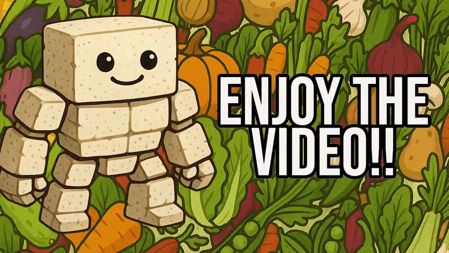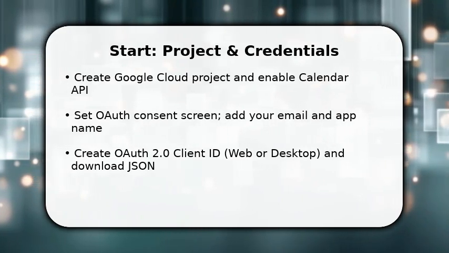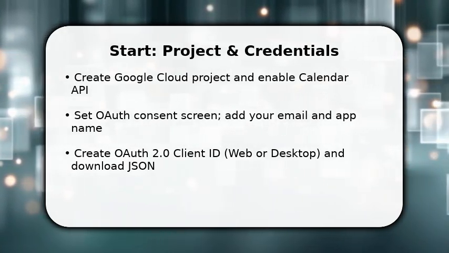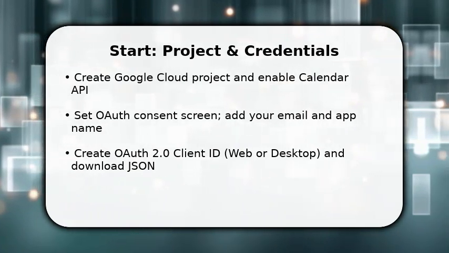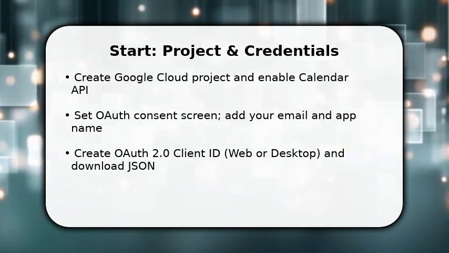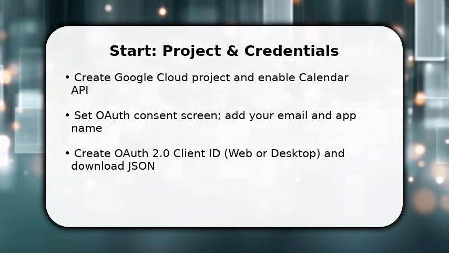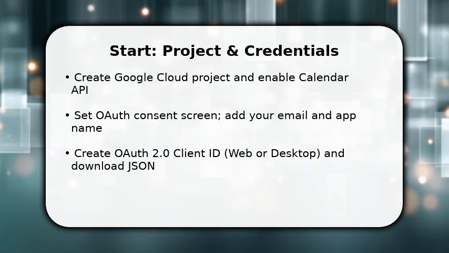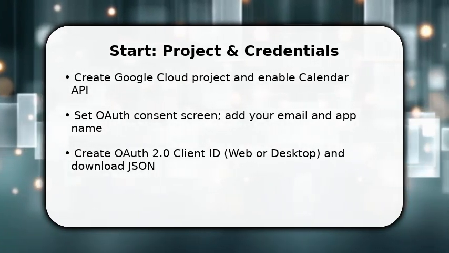Please enjoy the video. You begin by creating a Google Cloud project and enabling the Calendar API so the service exists. Once done, configure the OAuth consent screen with needed scopes and your contact email. Next, create an OAuth 2.0 client ID for your application type and download the credentials JSON. This file contains the client ID and client secret you'll use to request tokens.